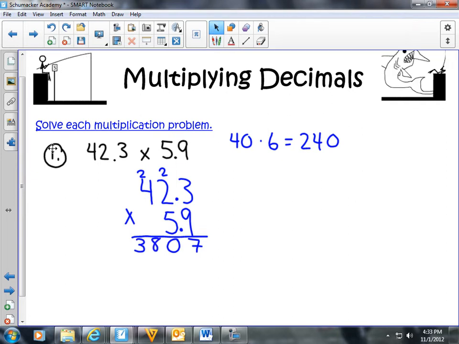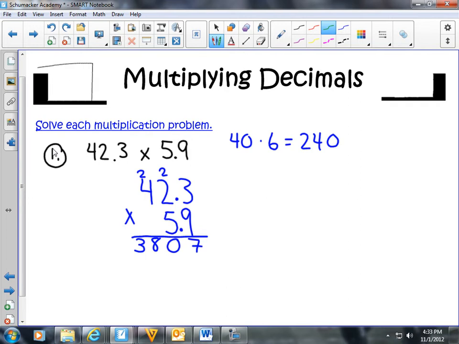Okay, now when we're multiplying by two-digit numbers, what we're really doing is we're multiplying 423 by 9, and then 423 by 50. So I'm going to put a 0 here, since I'm multiplying by 50, but here I'm just going to be using the 5, okay? So I'm going to cross these out. I'm going to multiply 5 times 3 is 15. Carry my 1. 5 times 2 is 10, plus 1 is 11. Carry my 1. 5 times 4 is 20, plus 1 is 21.